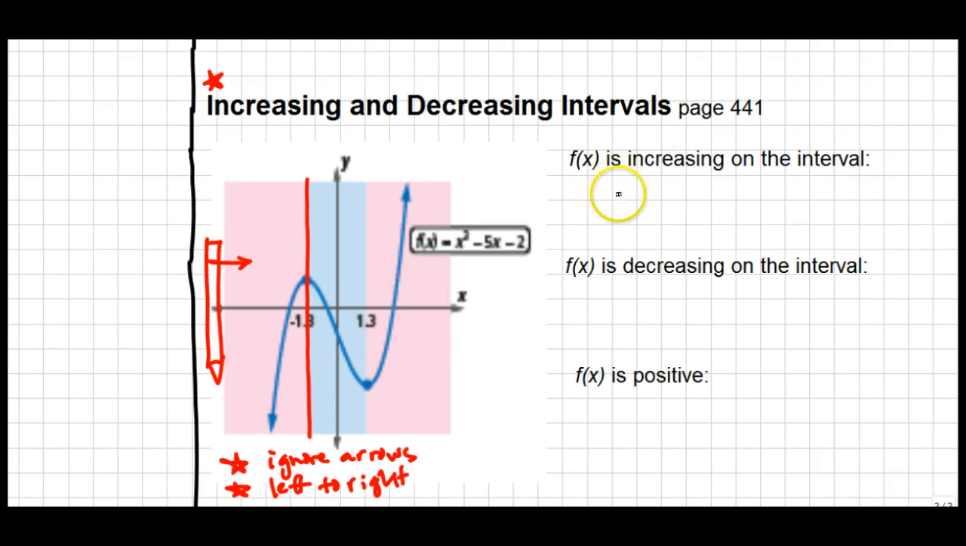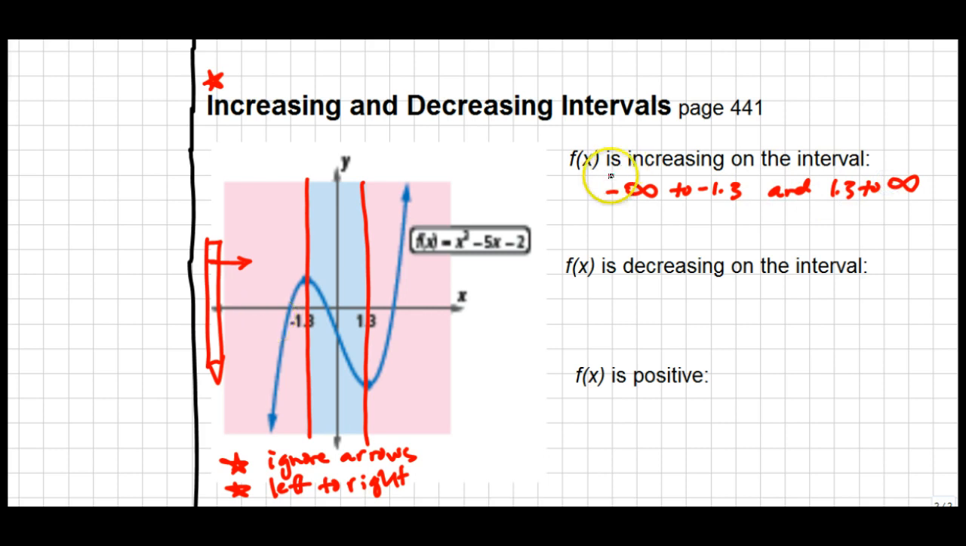So we would describe them as starting at negative infinity, starting down here forever, and increasing until the x value becomes negative 1.3. It's also increasing in this section of the graph, starting at 1.3 for x, and then it goes up forever. So we'd say 1.3 to positive infinity.